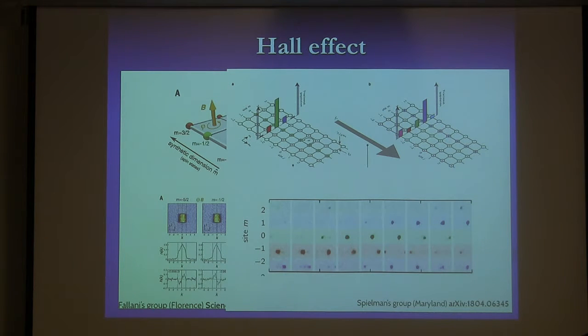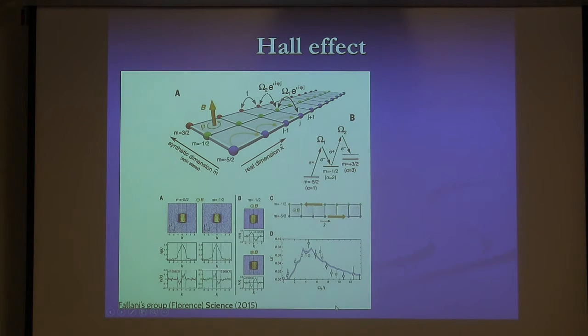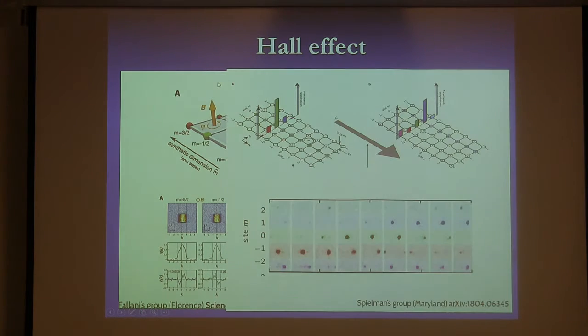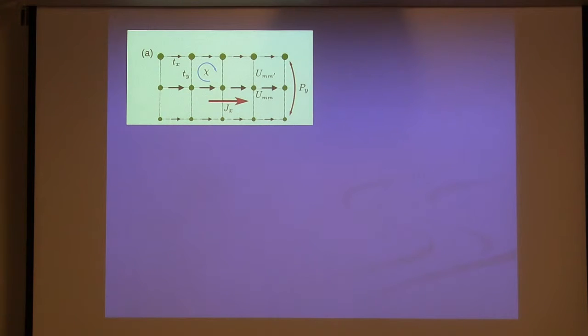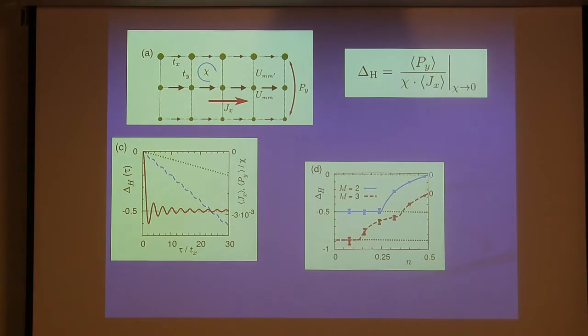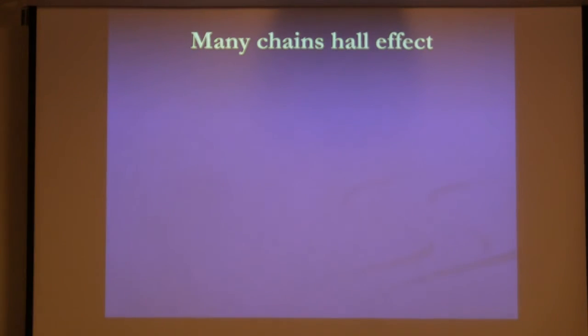Here are experiments both from Jan Spielmann's group in Maryland and from, again, the Florence group, Fallani's group in Florence, where they realized ladders, so coupled chains, if you want, put in a magnetic field, a fake magnetic field, and measure the population imbalance between the two, so they measure the Hall response. On the theoretical level, it's much more difficult to compute, so we have some attempts on the question. I won't go into the detail of the curve, I don't think it's important.